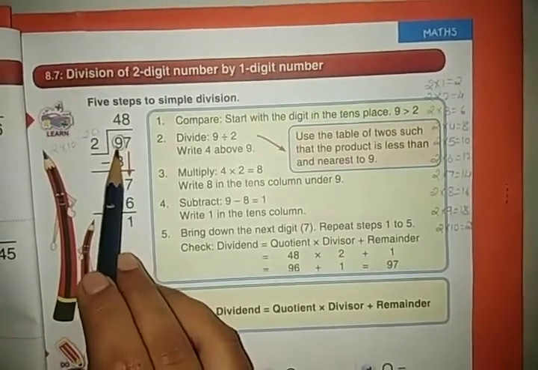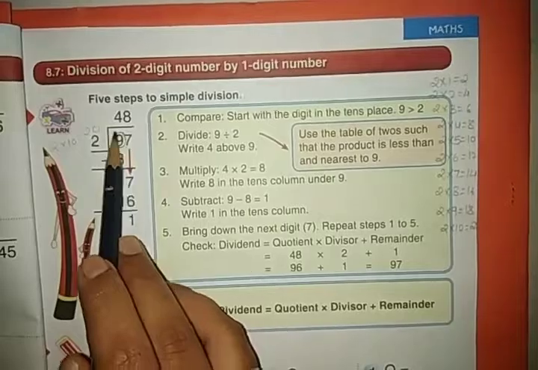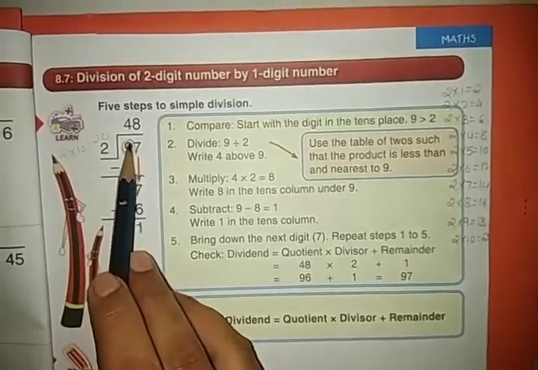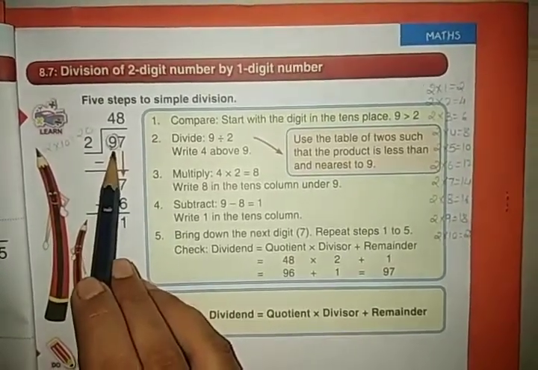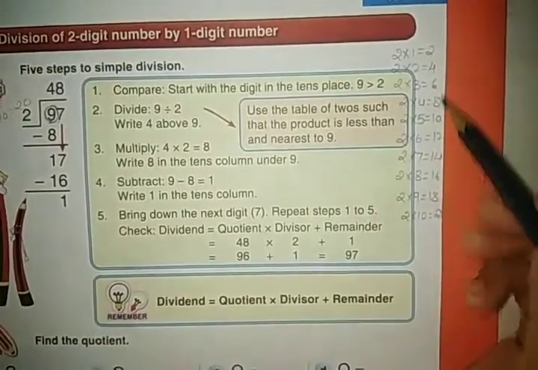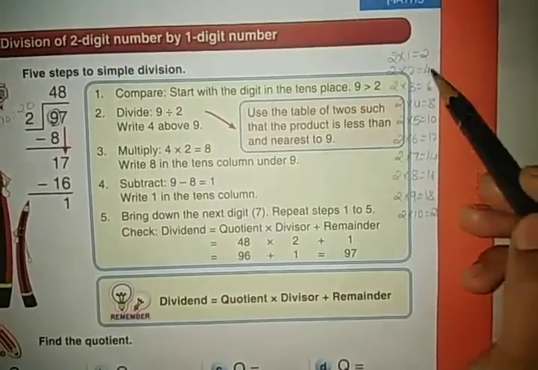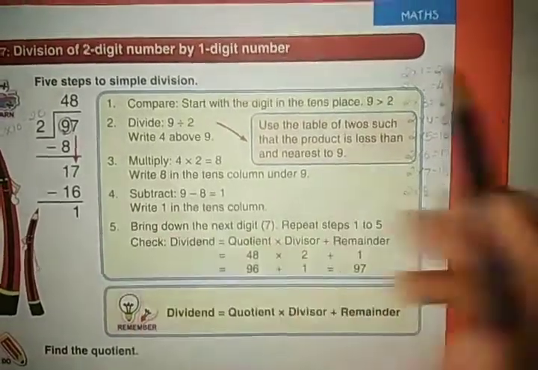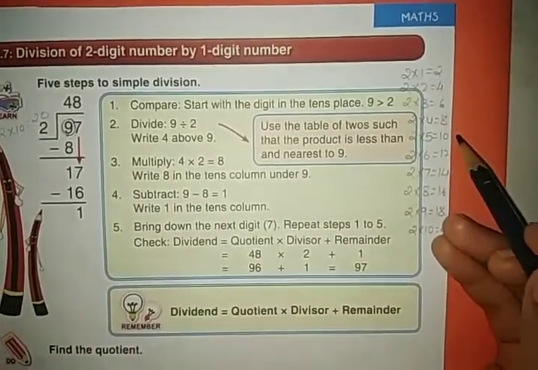Here we need to take only a one digit number. The number present in the tens place we need to take first. Okay. See here, in the 2 table 9 is not there. 2, 4, 6, 8, 10 is there. 9 is not there. In this case what do we have to do?